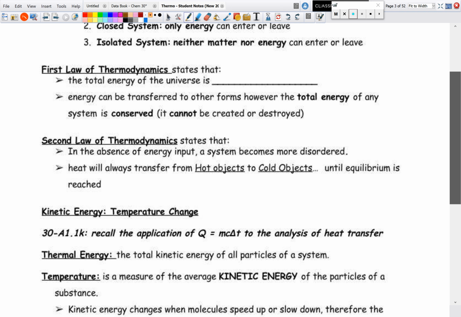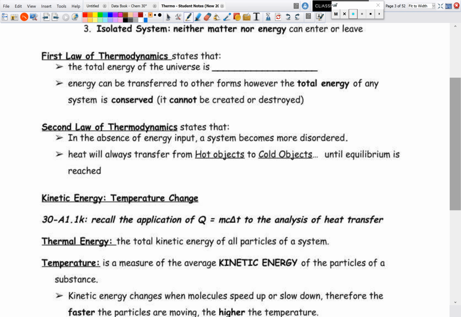Now, also because we are going to be dealing with energy transfer, we do need to be familiar with the first and second laws of thermodynamics. So the first law of thermodynamics states that the total energy of the universe is constant. So this means that energy cannot be created nor destroyed, so it needs to be transferred from one form to another. So the total energy of any system is conserved.